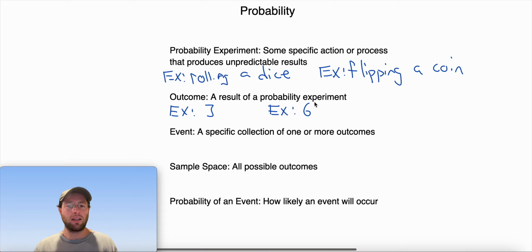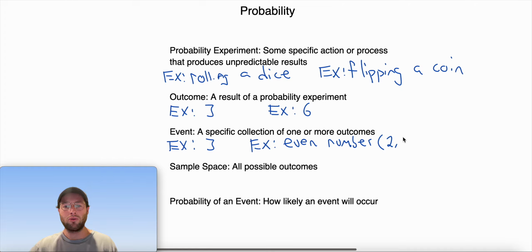Now let's check out event. An event is a specific collection of one or more outcomes. For example, an event could be rolling a 3. That would be a collection of one outcome. Let's give another example. Let's say we have the event of rolling an even number. In this case, we would have a collection of 3 outcomes, which would be rolling a 2, a 4, or a 6, because all of those are even numbers.